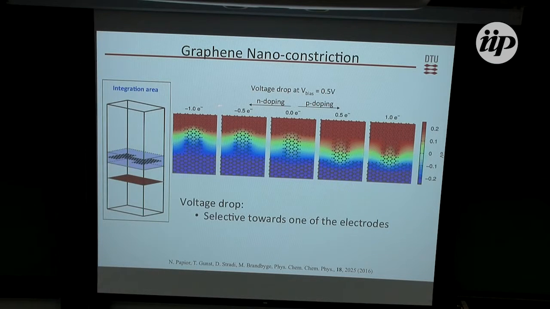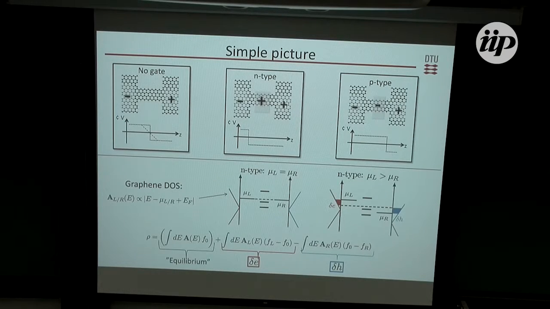It's interesting if you start to do N doping, for instance, then the potential drop is on one side at the positive electrode. And if you P dope, you can switch it to the other side, to the negative electrode. So this is a non-equilibrium effect, this change in the Hamiltonian with bias, and you need to do a calculation to get that out. So you have this kind of selectivity. The reason why you have this is actually quite simple once you've seen it.